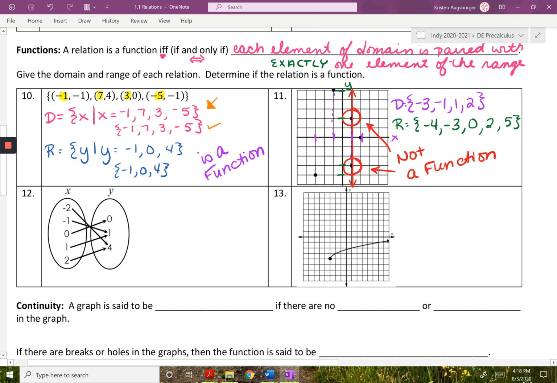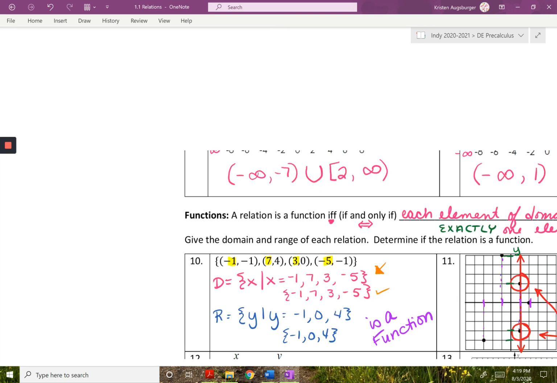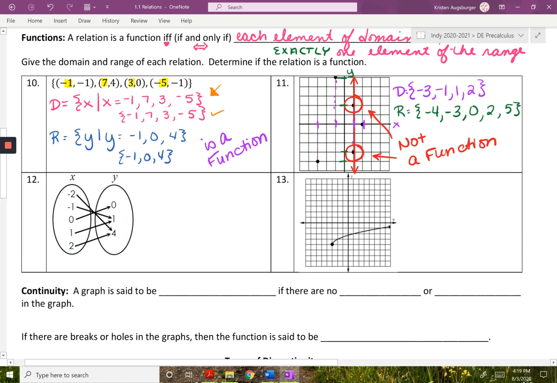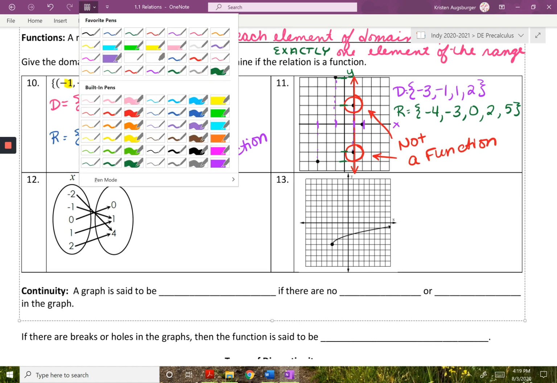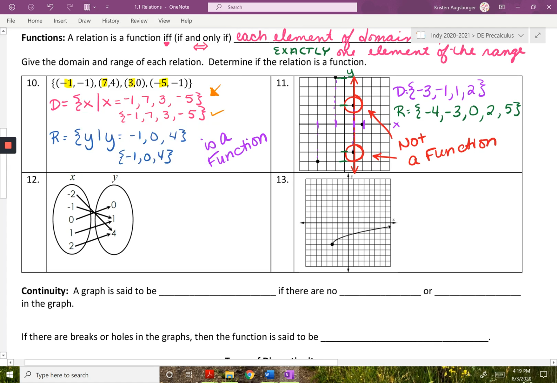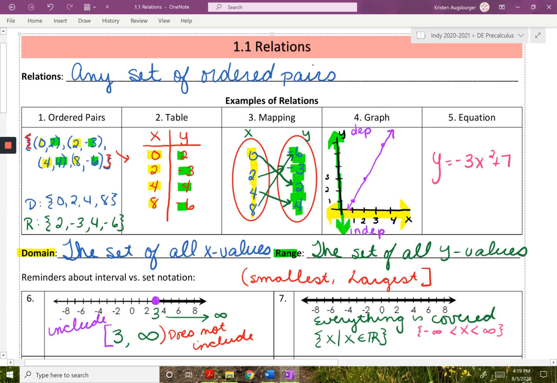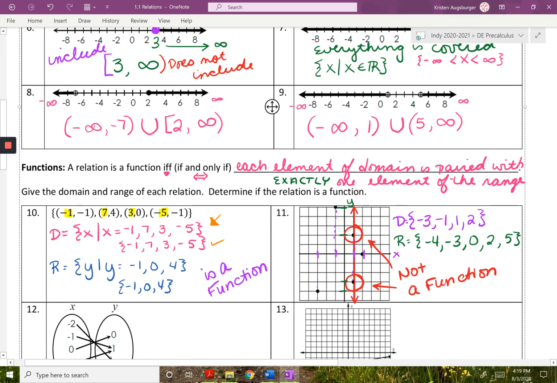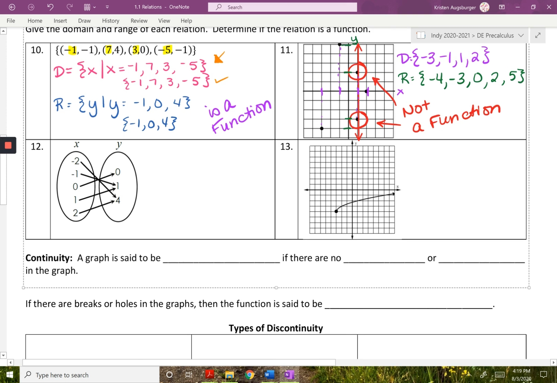That vertical line test is an easy way for us to tell whether or not something is a function. When we're looking at this next one, it's actually the same thing. It's very similar to number 10, because when we look at our examples of relations, tables, maps, those are all the exact same thing. It's just understanding what pairs with what. And this is actually even easier.